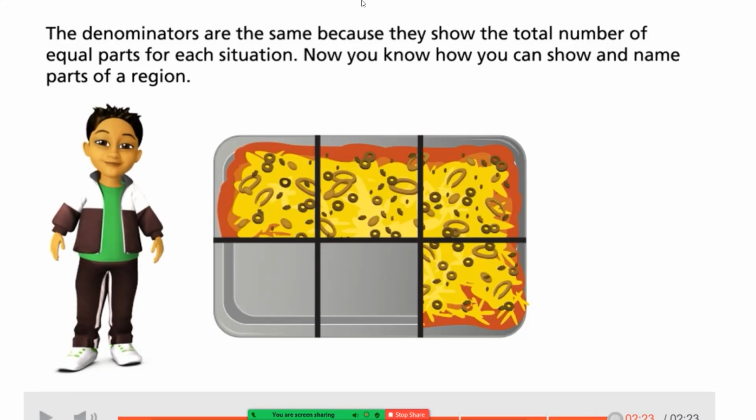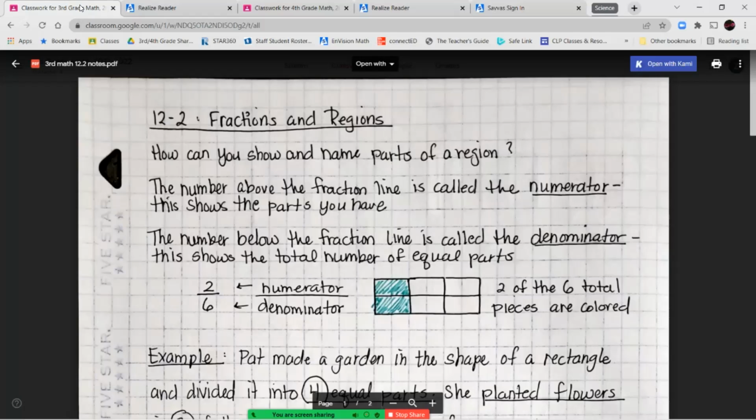All right, let's go ahead and jump into our notes and our guided practice and explain this a little bit more. So our question that we're focusing on is, how can you show and name parts of a region? A region is just like an area or a shape. So the number that's above the fraction line is called the numerator. That shows the number of parts that you have. The number that's written below the fraction line is called the denominator. That shows the total number of equal parts in your region or your shape.